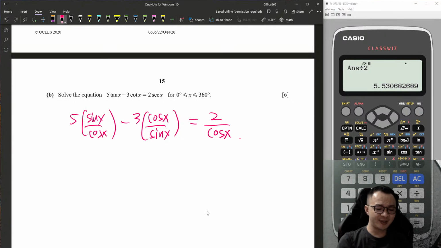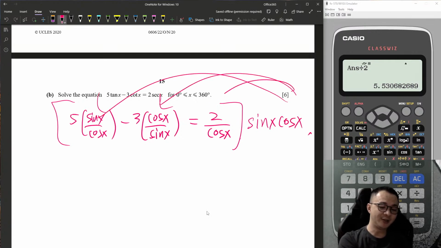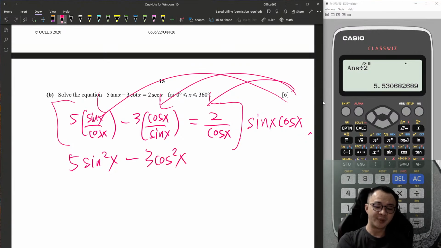Then I want to eliminate all the denominators. I will multiply sin x cos x for the whole equation: first one, second one, third one. If I multiply the first one, I will get 5 sin square x, because cos x and cos x I cut already, then I only have sine times sine left. The second one, sine and sine I cut, I will get 3 cos square x. This one, cos and cos I cut, I will have 2 sin x, right?